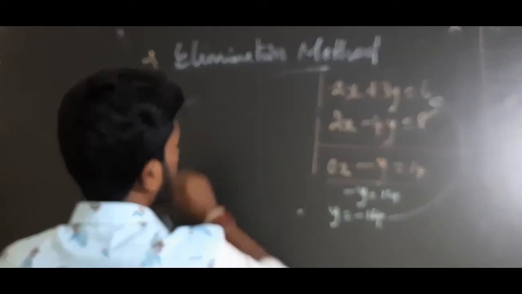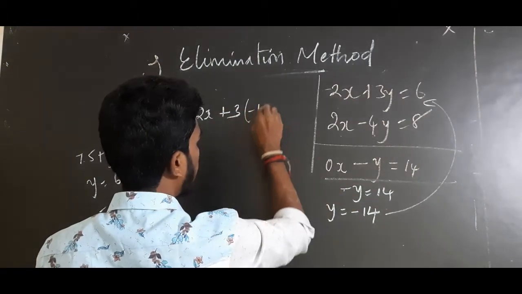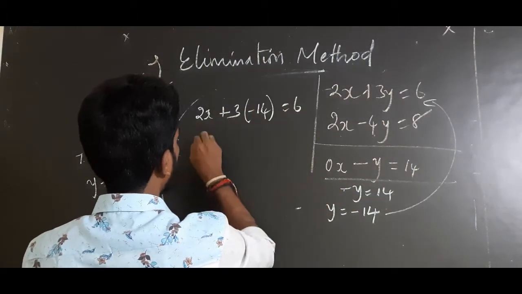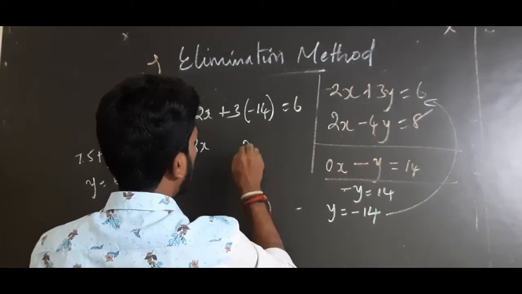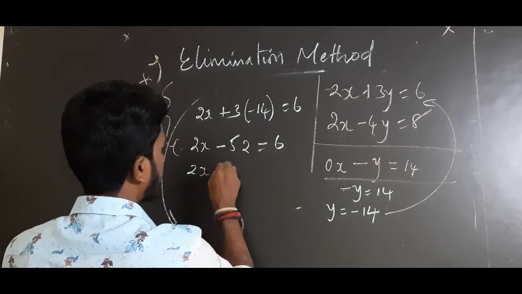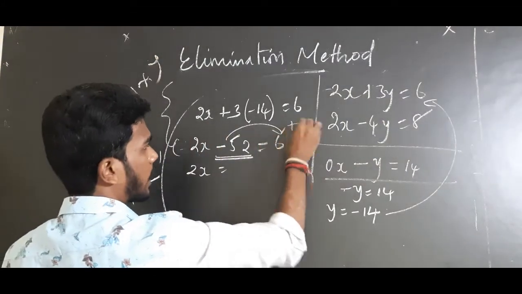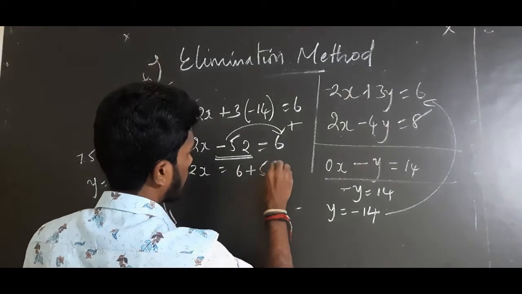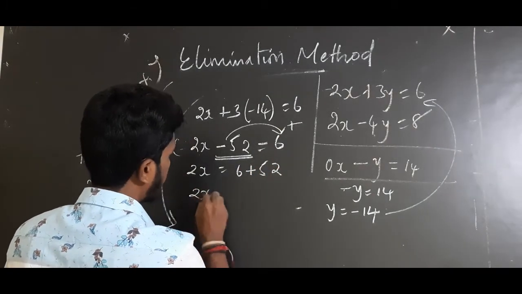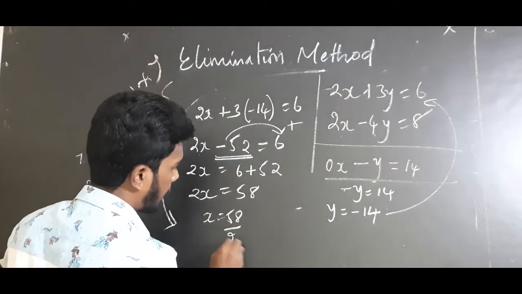So what you will be getting? 2x plus 3y, the result is minus 14, that is equal to 6. So 2x, minus 52 equal to 6. 2x is equal to this; minus 52 is in subtraction with 2x, so it goes to that side and turns positive. I get 58. 2x is equal to 58. So x is equal to 58 divided by 2.